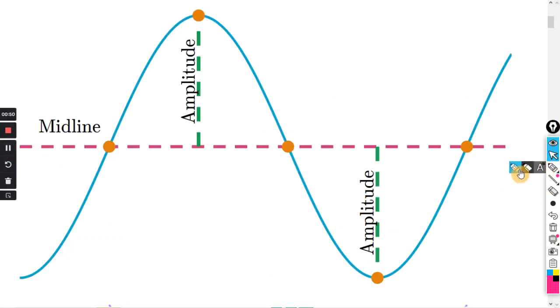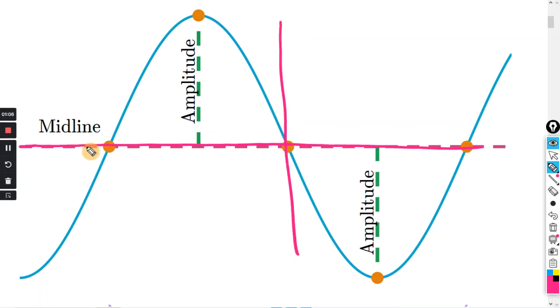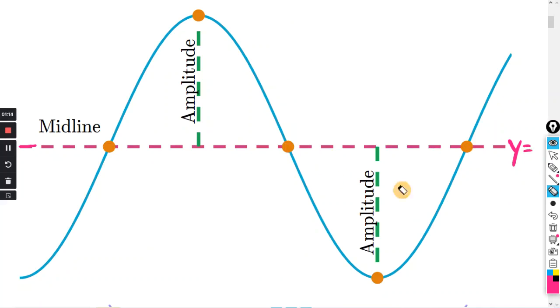So this drawing in blue is basically our sine wave. And the midline is basically what it says it is, the line that passes right through the middle of that sine wave. There will be a y-axis, and this line will be y equals some number. You'll see that in a minute in one of the problems, and that's for the midline.